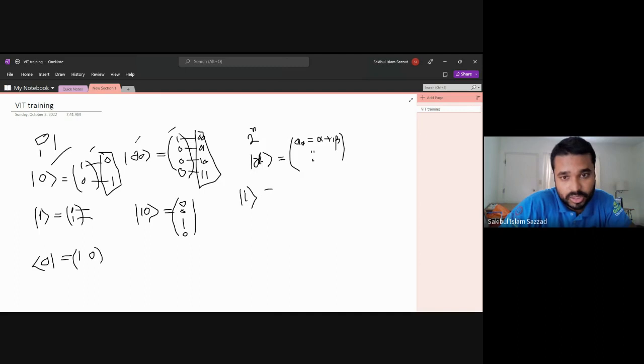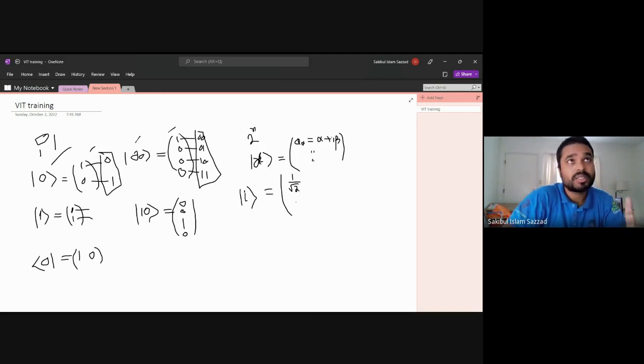What are the basis states? This I is one of the basis states for quantum computations. So the basis states of I look like this: 1 over square root of 2, 1 over square root of 2, and this is for 0.